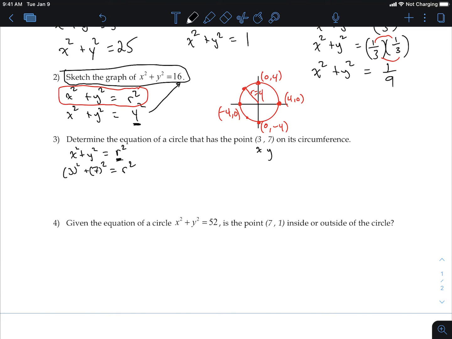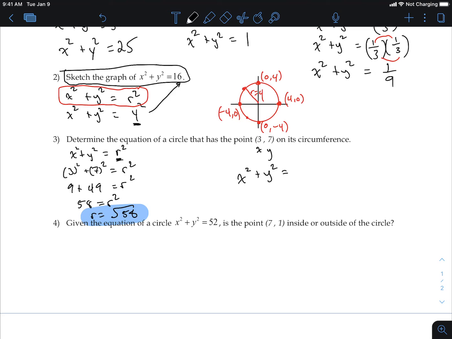So you're just trying to solve for r, right? 9 plus 49, r squared. So you get 58 equals r squared. So r is equal to root 58. Now, don't type that in your calculator, because what are you going to do in 2 seconds when I rewrite the equation? What is r? R is root 58.